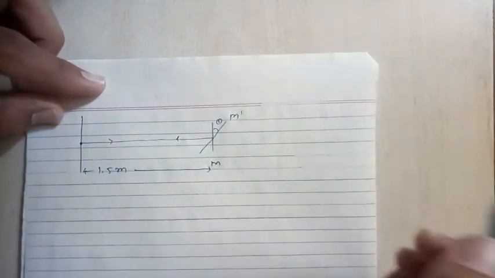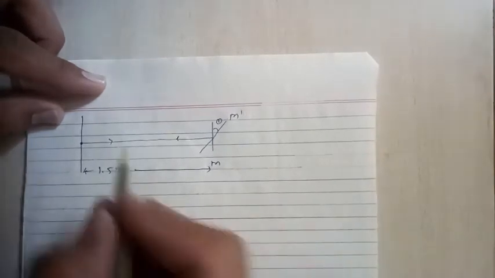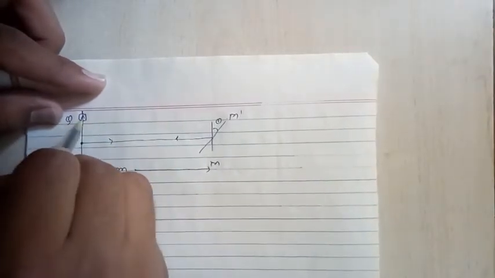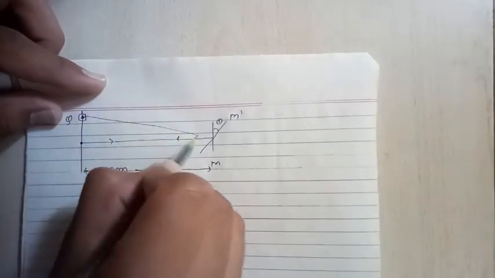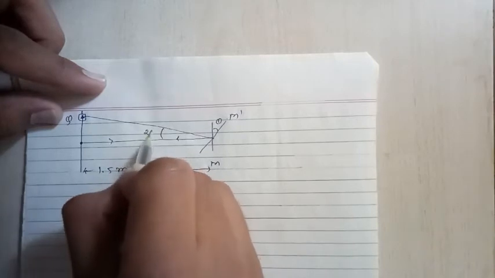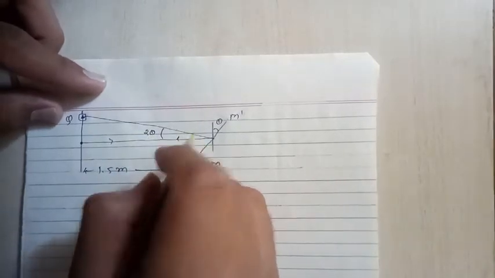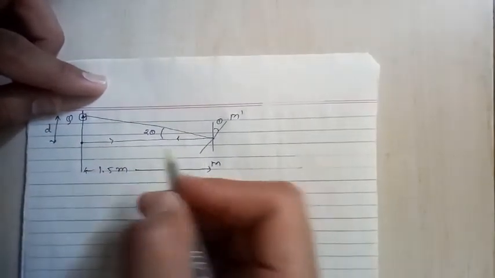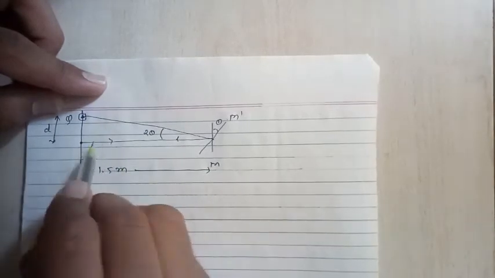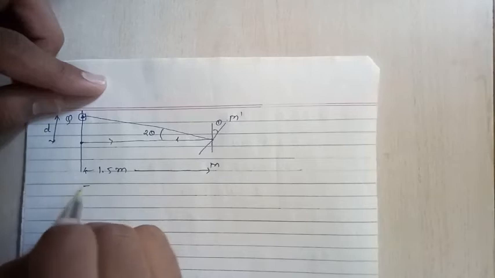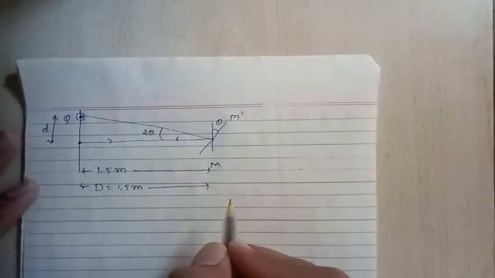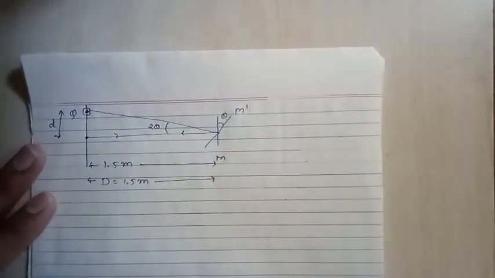Then the reflected ray will be rotated by 2 theta. So here the deflection from this point to this point we can write like this point Q. So this is the deflection. This angle is 2 theta. We have to find out the displacement. So the displacement is small d. Here we assume the distance between screen and mirror is capital D. So there capital D is 1.5 meter.